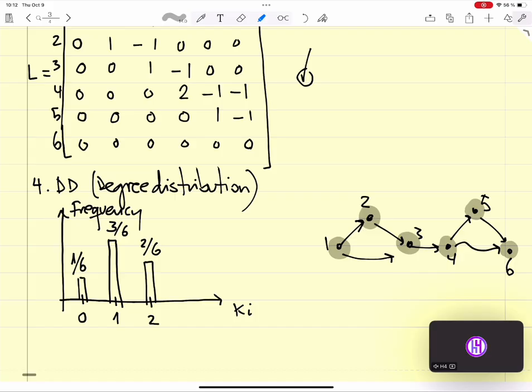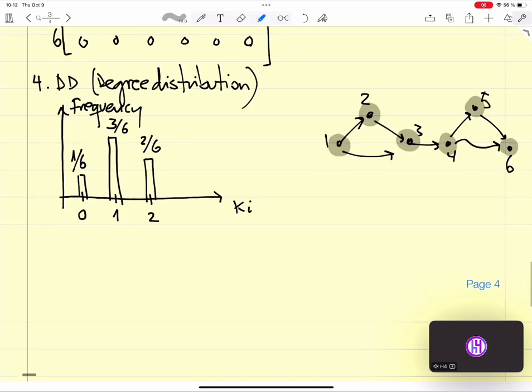Good. So a key factor here is, no, I'll explain something different. So the topology of the network.